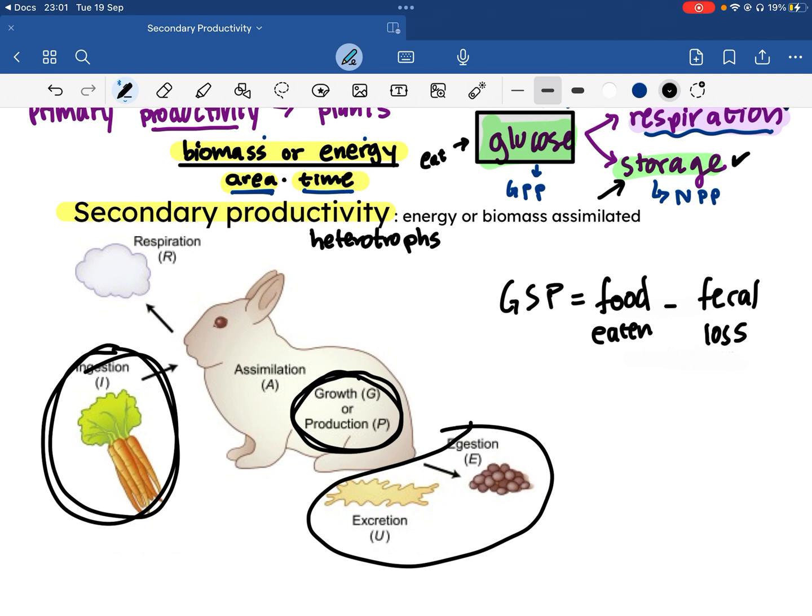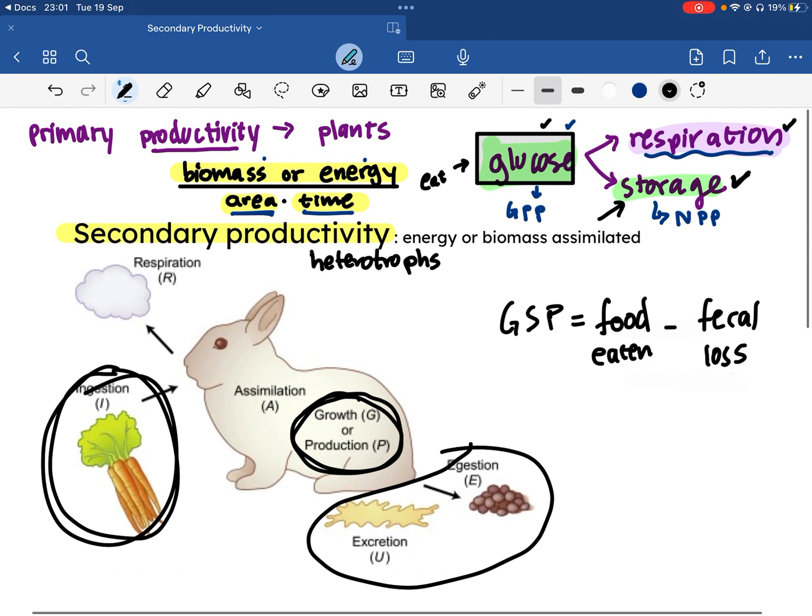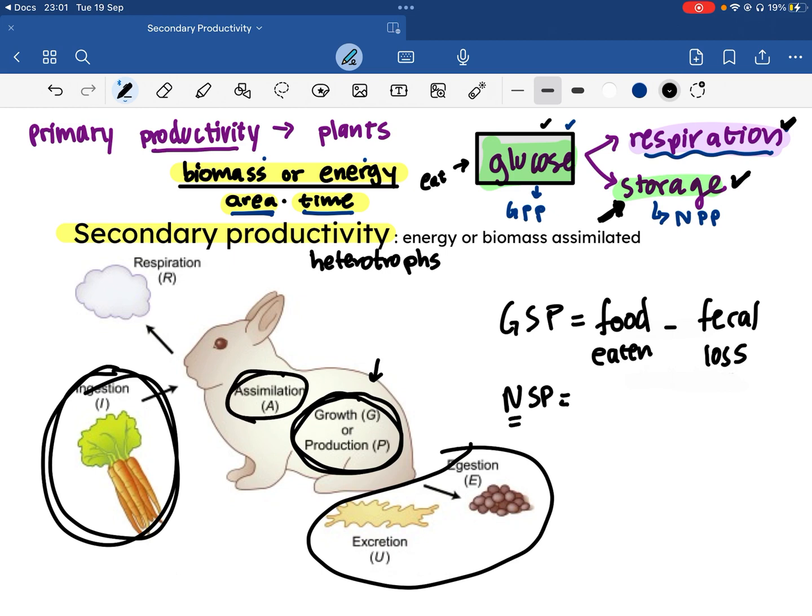Now, just like before, we can use some of this for storage, some of this for respiration. Net productivity always takes into account respiration, the amount that's being lost to respiration, and gets at just the amount stored. We also call that the amount assimilated. So net secondary productivity is GSP minus respiration.